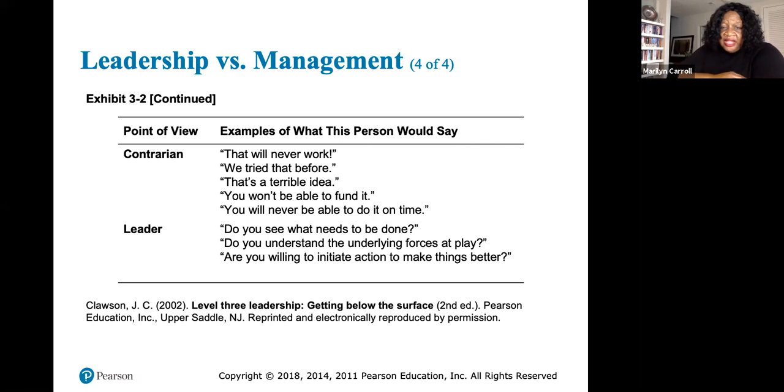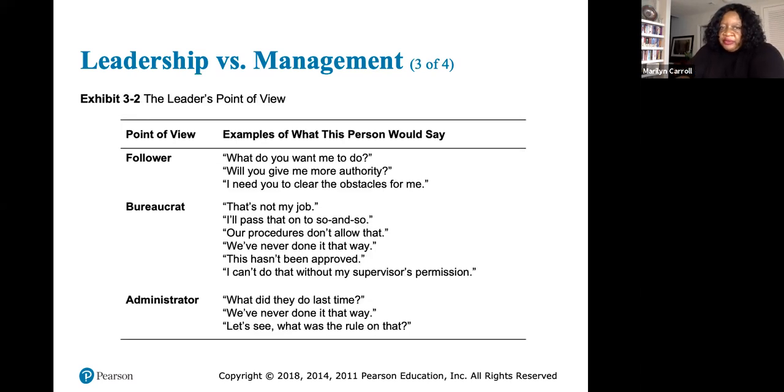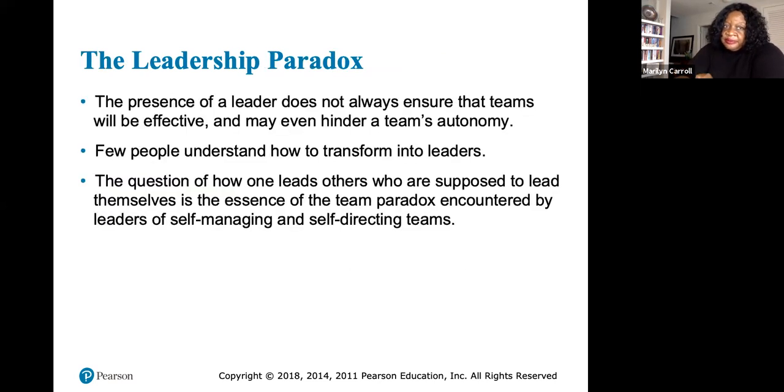Let's see. And then the leader. Do you see what needs to be done? Do you understand the underlying forces at play here? Are you willing to initiate that action to make things better? Yes, my tone changes, but so does the tone in the way the various different people speak, from the follower, the bureaucrat, the administrator, the contrarian, and the leader.